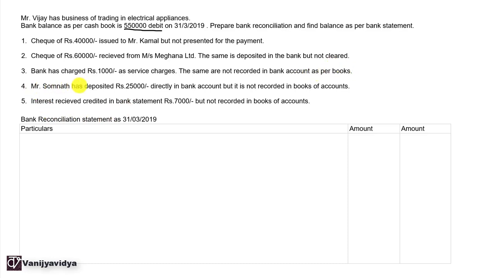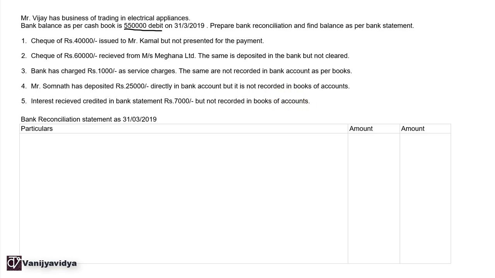Fourth, Mr. Somnath has deposited rupees 25,000 directly in the bank account, but it is not recorded in the books of accounts. Fifth, interest received credited in the bank statement, rupees 7,000, but not recorded in the books of account.